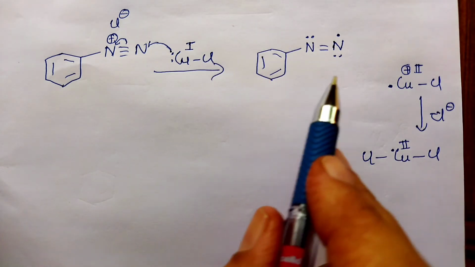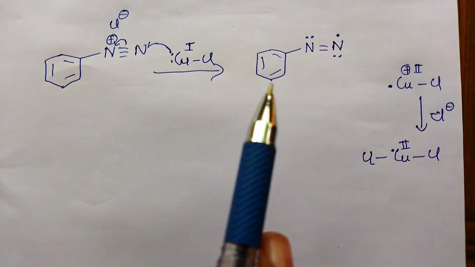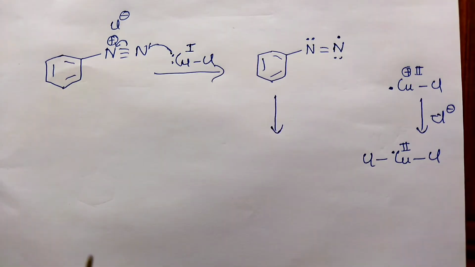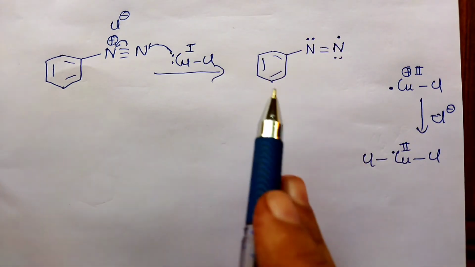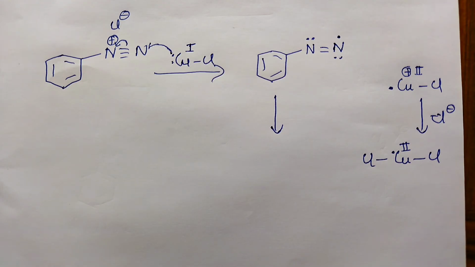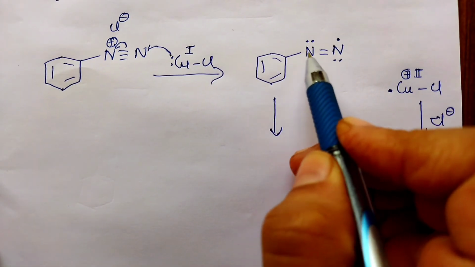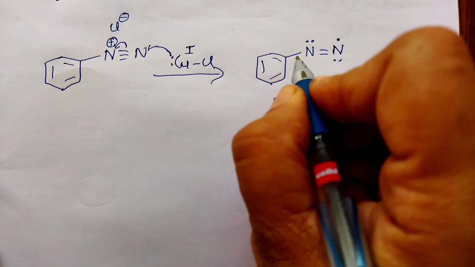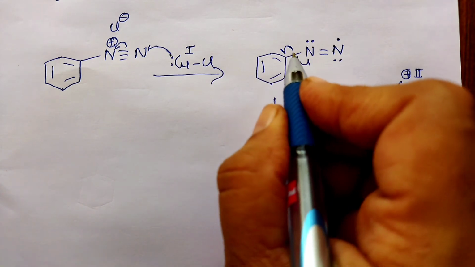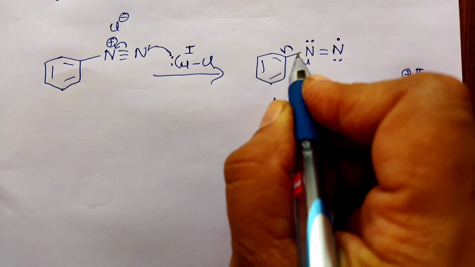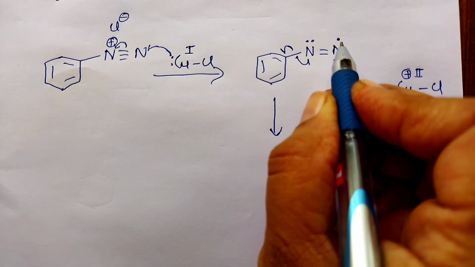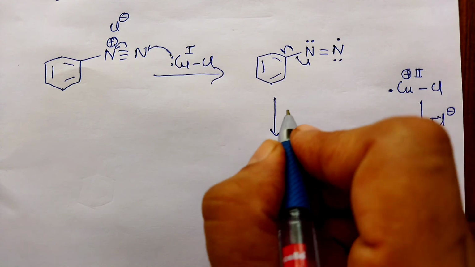Now coming back to this radical, if this species undergoes some changes, we can get a more stable aryl free radical from it. How can we get that? It is by the loss of nitrogen gas from this radical. How does that happen? We will see. The bond between benzene ring and nitrogen undergoes homolytic fission like this. So one electron of the bond goes to ring, other electron goes to this nitrogen. And that odd electron can combine with this odd electron, forming a bond.